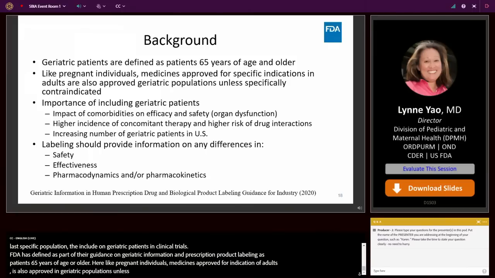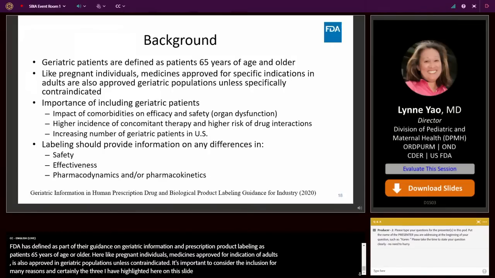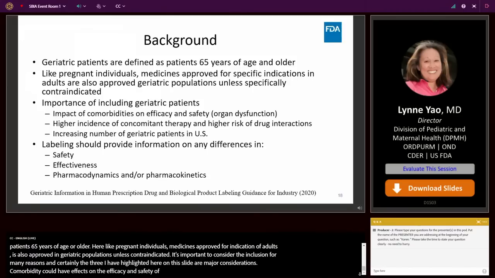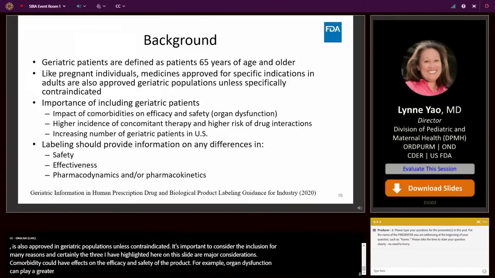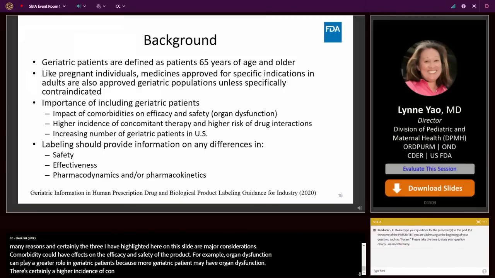Now, it's important to consider the inclusion of geriatric patients for many reasons, and certainly the three that I've highlighted here on this slide are major considerations. Comorbidities that occur more commonly in geriatric patients could have effects on the efficacy and safety of the product. For example, organ dysfunction can play a greater role in geriatric patients because more geriatric patients may have organ dysfunction. There's certainly a higher incidence of concomitant therapy and therefore a higher risk for drug interactions.